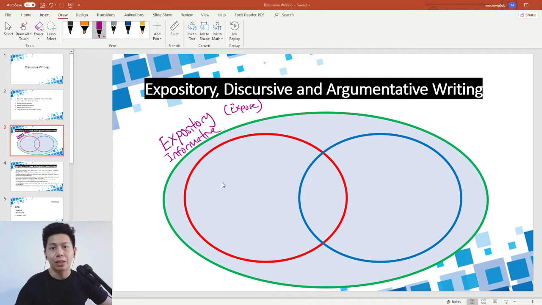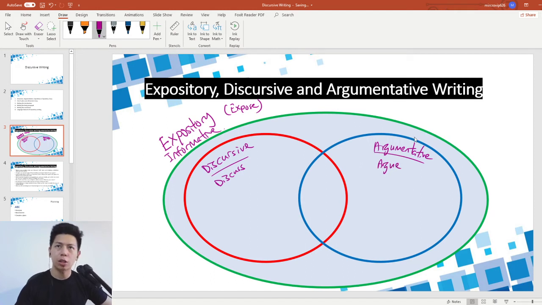Under expository writing, there are two kinds of writing. You have discursive writing, where you're supposed to discuss an issue, and you have argumentative writing, where you, of course, argue. Now, I'm not going to talk about argumentative writing today, but just know that they're very similar. To some extent, they even overlap. Some questions are both argumentative and discursive. So, discursive writing is a subset of expository writing.